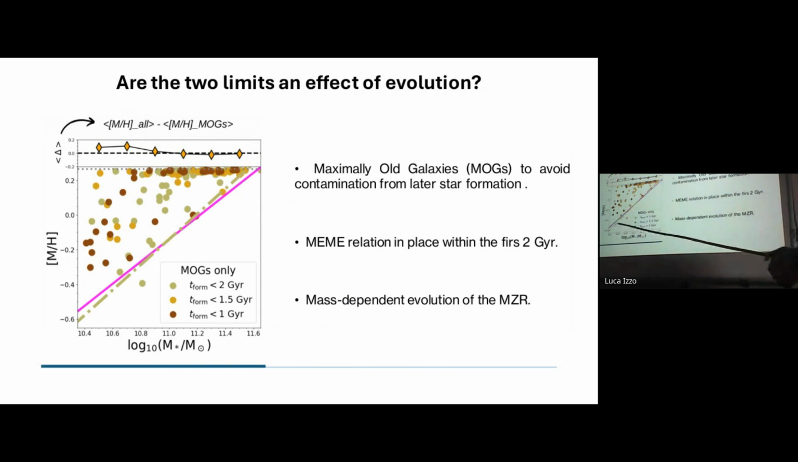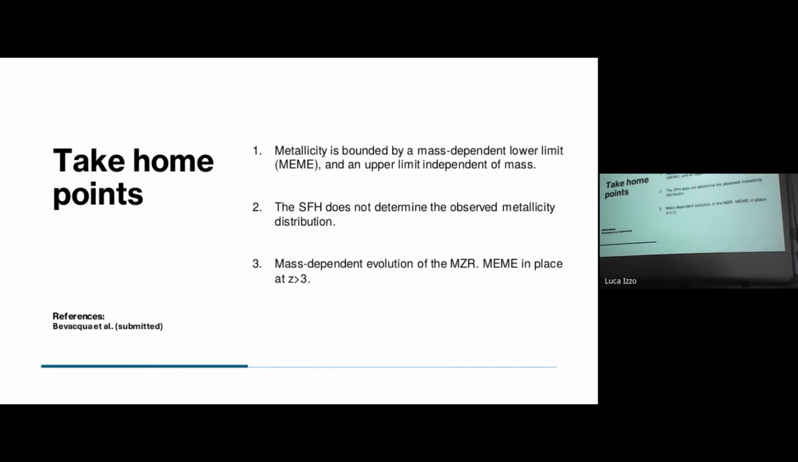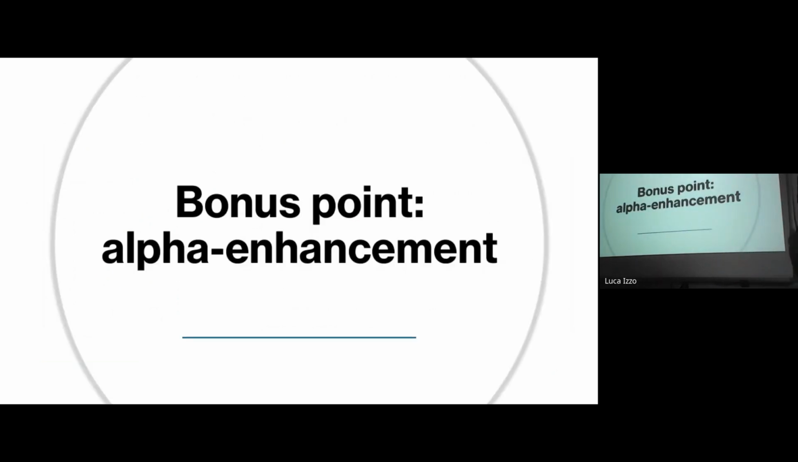And also, in particular from this plot here, you can see a comparison between the average metallicity at each mass bin of maximally old galaxies and the old sample. And you can see that at high masses, basically, there is no evolution of the average metallicity, while at low masses, we have an increase of metallicity over time. And so this means that we have a mass-dependent evolution of the mass-metallicity relation. And yeah, this is the take-home message. There is a mass-dependent evolution of the mass-metallicity relation, and the mean relation is already there at redshift higher than 3. These are all results that I'm hopefully publishing soon. I'm waiting for the referee report.